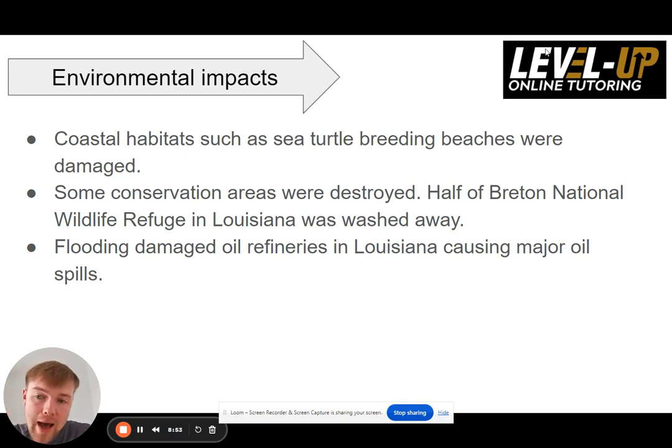And then in terms of further environmental impacts, flooding led to damage of oil refineries in Louisiana, which again caused major oil spills. So again, jobs, income in terms of some of those companies and those organisations, so contributions to GDP, importing and exporting oil. But I think importantly as well, oil spills have huge environmental impacts.